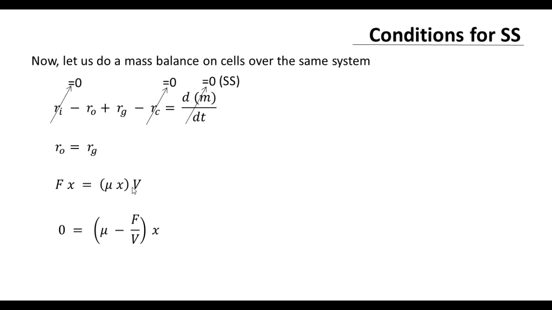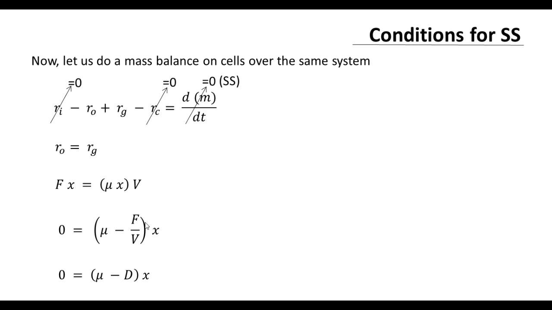So if we transpose this equation and take x common out, we will get mu minus F by V, times x, equals 0. You can see this: mu x V minus Fx equals 0. So you take x common out and divide by V. So here you have only mu left. Here you have F by V times x. So that equals 0. So if the product of these two terms equals 0, then that is possible only if either of these terms is 0 or if both the terms are 0, right?